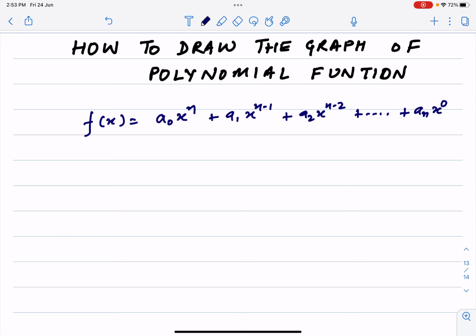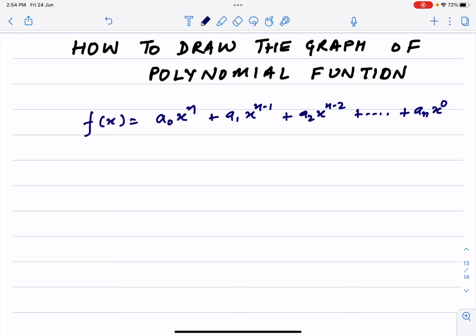So today's topic is how to draw the graph of a polynomial function, as you can see from the title. Now we all know what a polynomial function is. A polynomial function in general form is written like this. It is a general equation of nth order or nth degree, hence the roots or the zeros are n roots or n zeros. Now the question arises, what are zeros? When the graph cuts or touches the x-axis, those points are called the zeros.